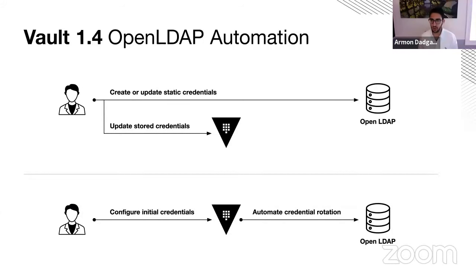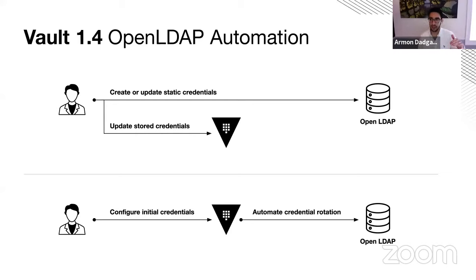Historically, the path would have been something like this. We'd have a human operator interface directly with Open LDAP to either create or update a set of static credentials, right? So they create a service account for, let's say, a new service, create a set of credentials for that. And then they'd have to have a workflow where they go to Vault and update a static credential in Vault, right? This way, other consumers, whether it's applications or humans, when they need to know that credential, they just go and query Vault and it's there.